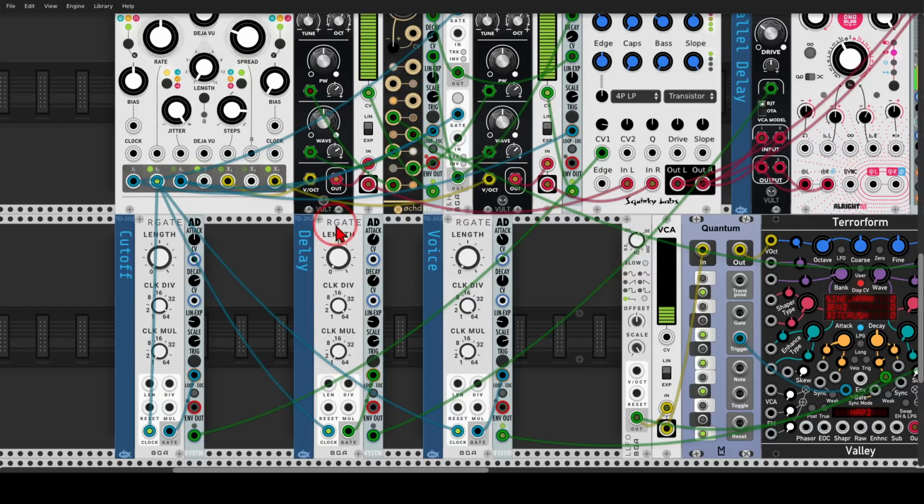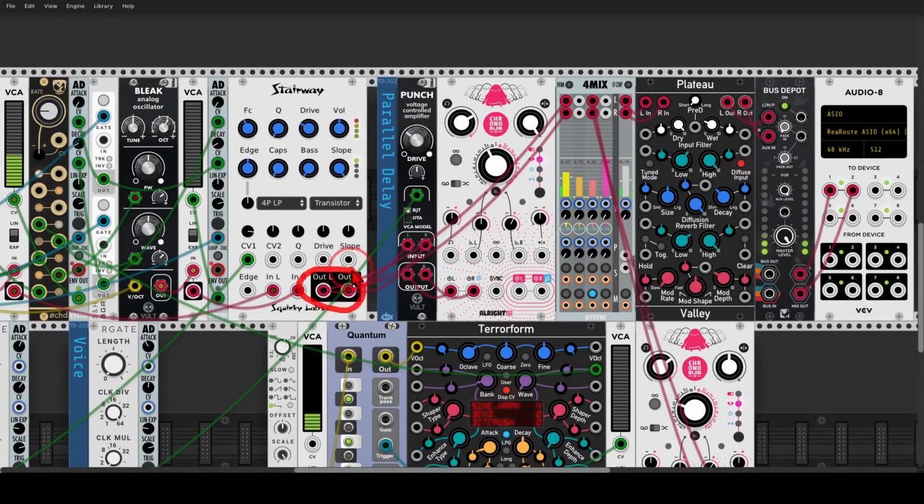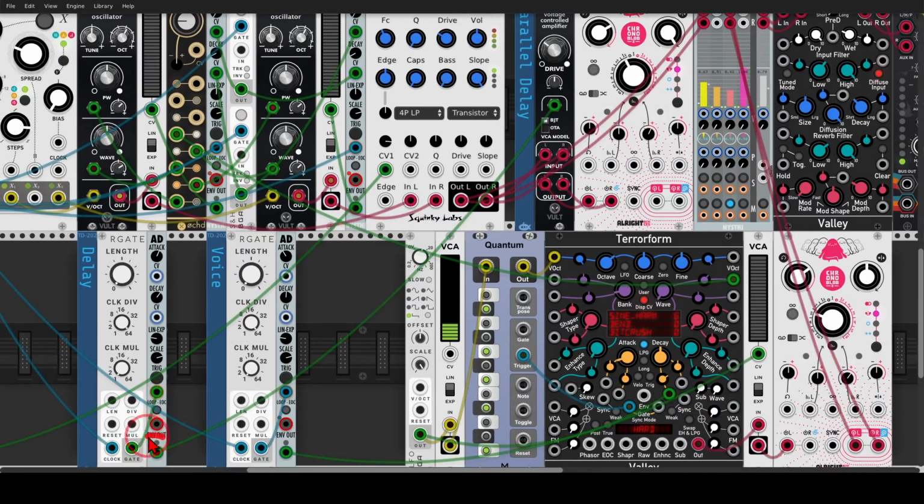I have here another clock divider, again R-Gate. Again, I'm using the same random triggers. This one is set to divide by 60. And it will send this voice, the same voice or voices, to a delay. So I have a copy of the voices from the filter going to a VCA. This one is the VCA Punch from Volt. From there it's going to a delay. And the clock divider will trigger an envelope, just like before, an AD envelope, that will open this VCA.